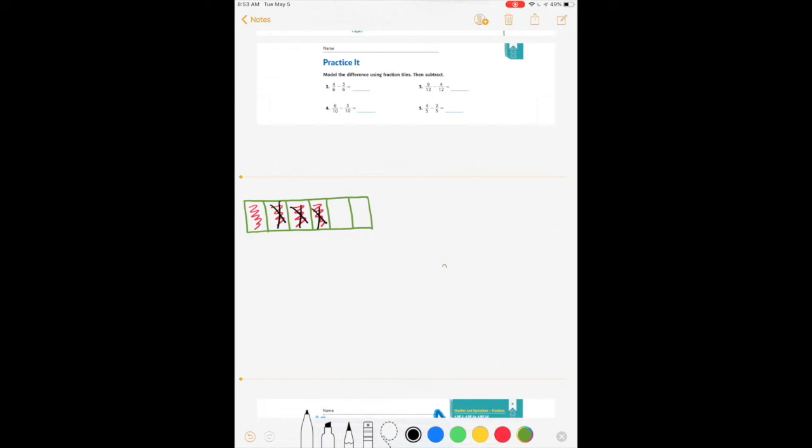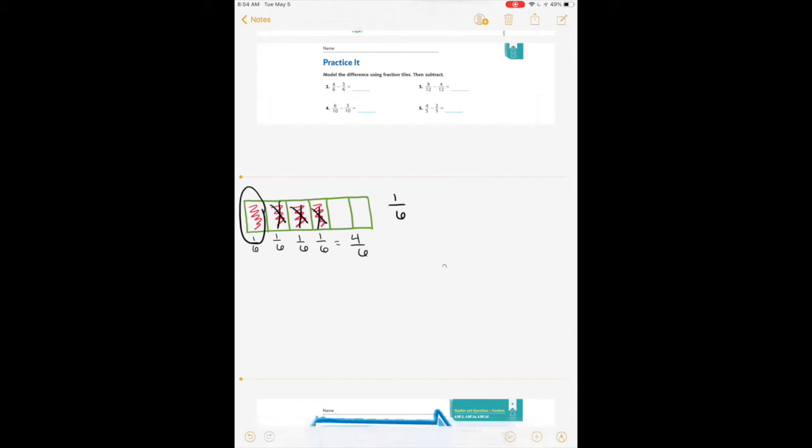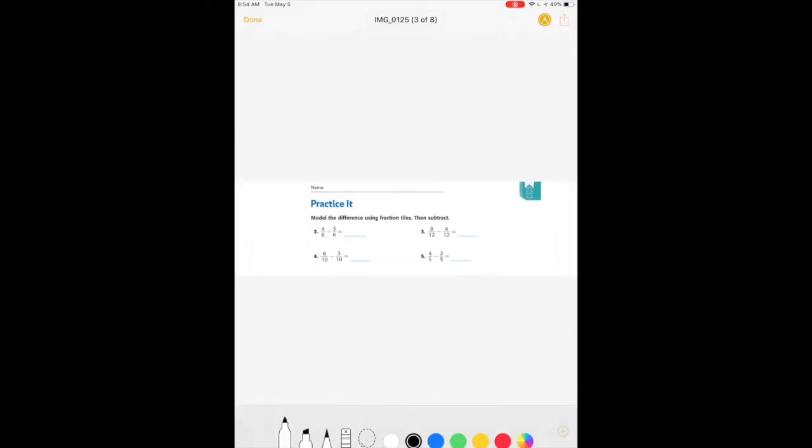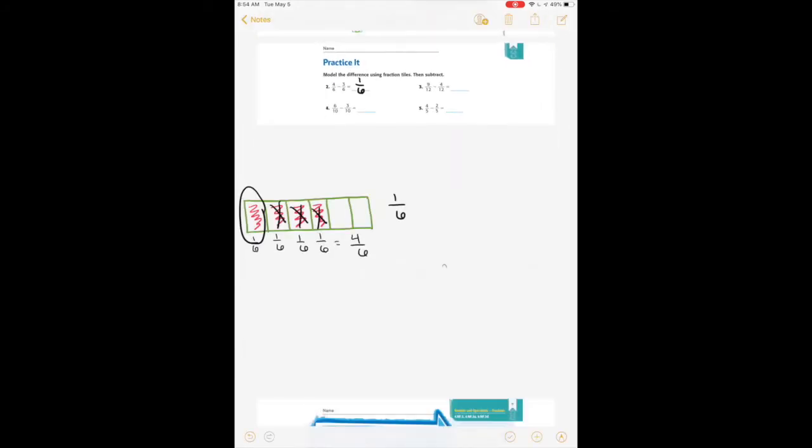All right, this is 1/6, 1/6, 1/6, and 1/6. Altogether, it equals 4/6. But if I take away 3/6, I cross out 3 of the 1/6 pieces. Now I need to count how many are left. Just 1/6. So my answer to number 2 is 1/6.